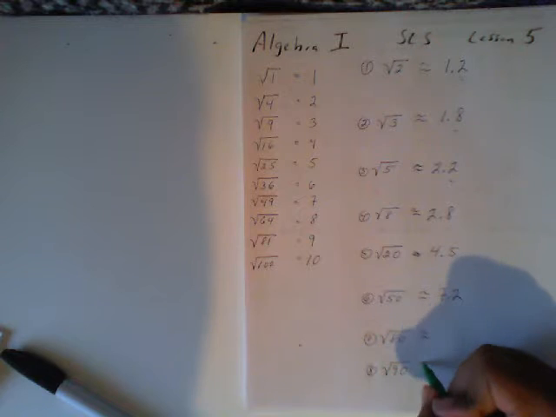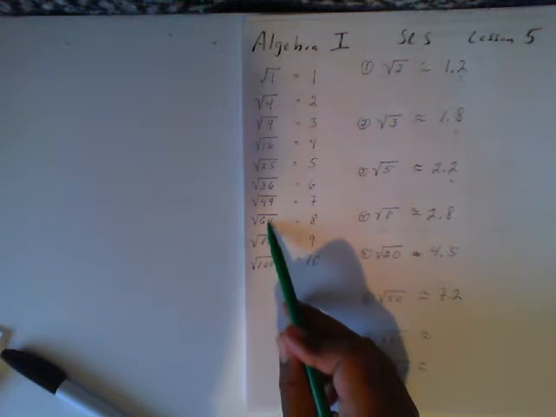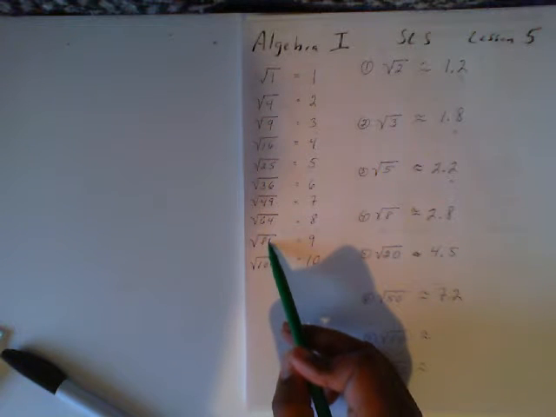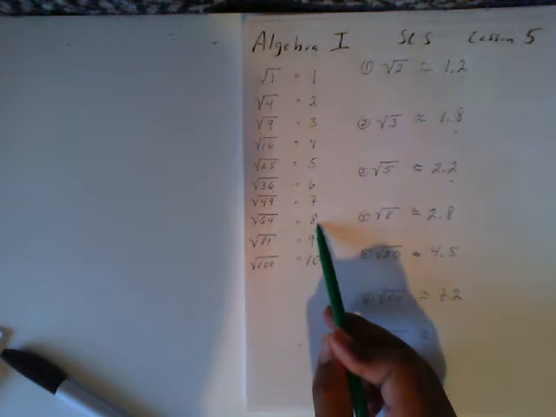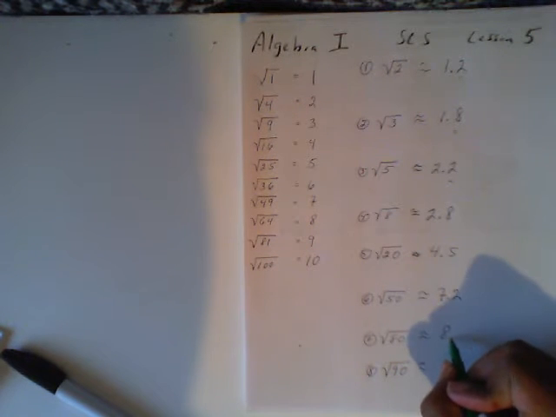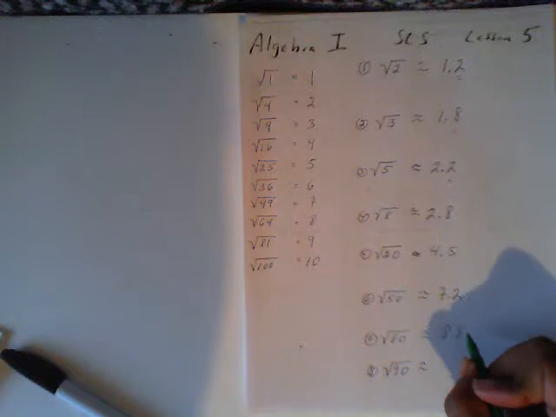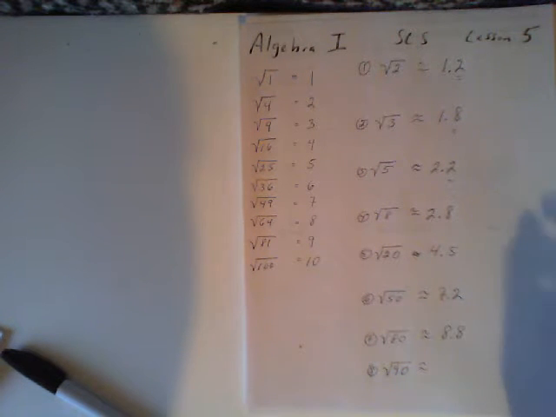Okay, let's deal with the square root of 80. The square root of 80 is between the square root of 64 and the square root of 81. It's much closer to the 81 than it is to 64. That means the answer would be between 8 and 9, and much closer to the 9. So I would say 8.8, or I could have made that a little higher, maybe 8.9.